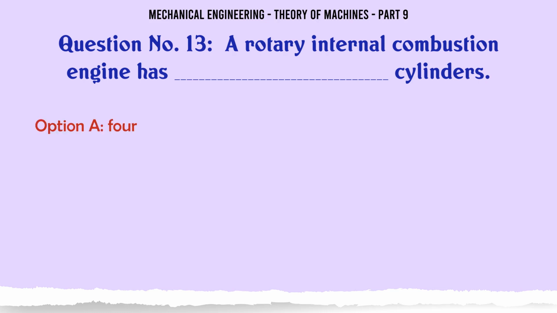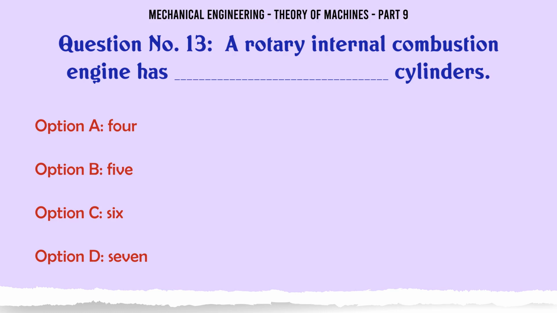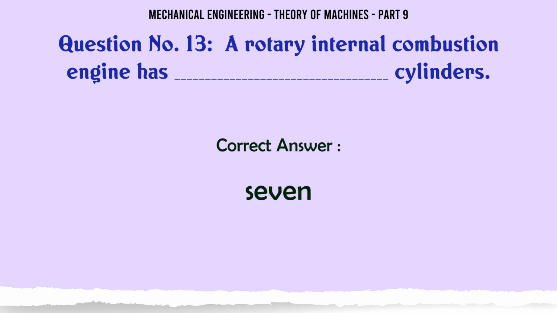A rotary internal combustion engine has cylinders: A. 4, B. 5, C. 6, D. 7. The correct answer is 7.